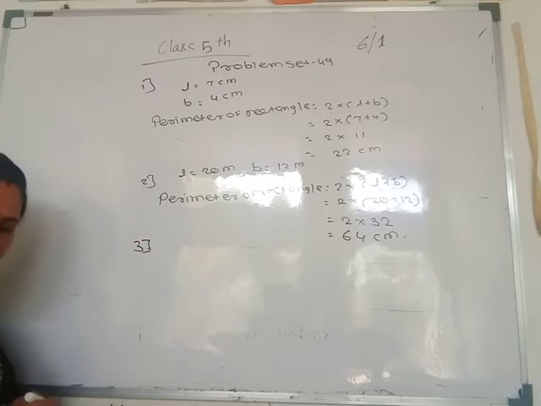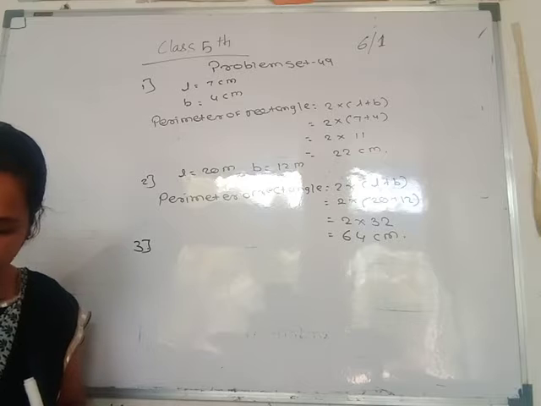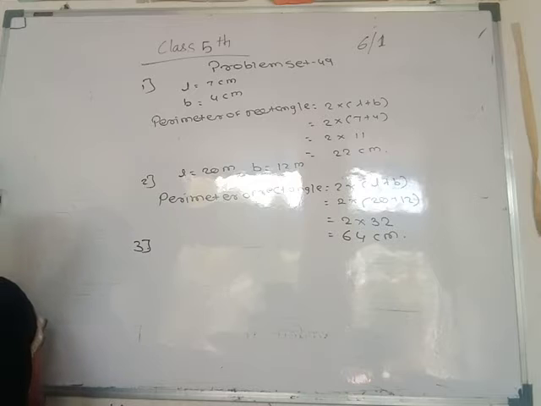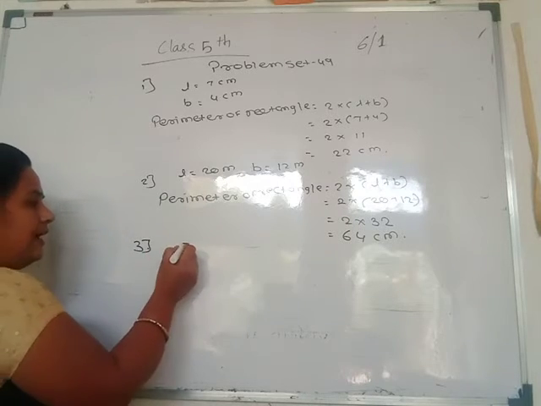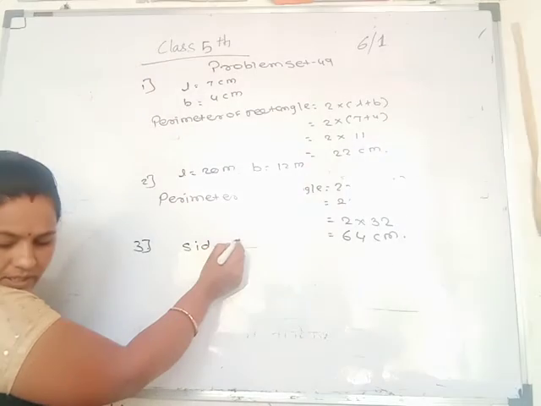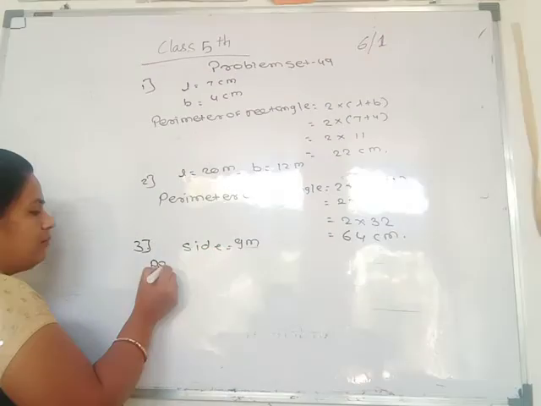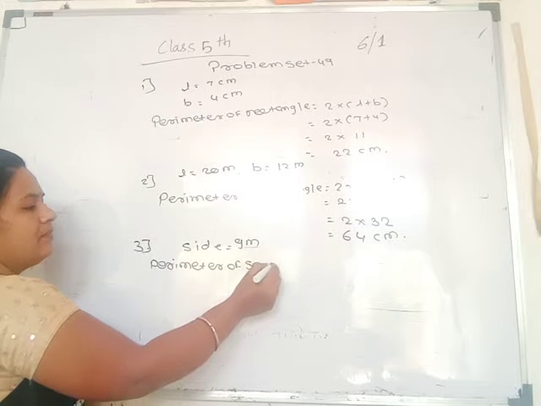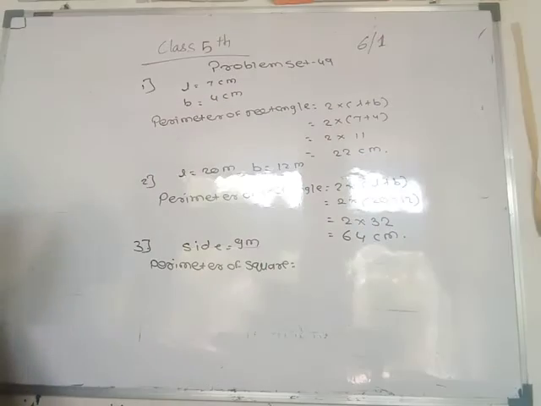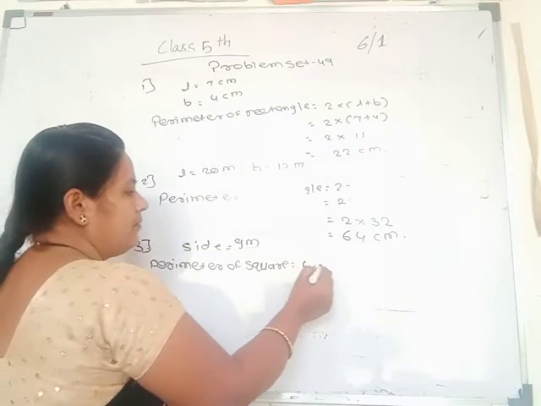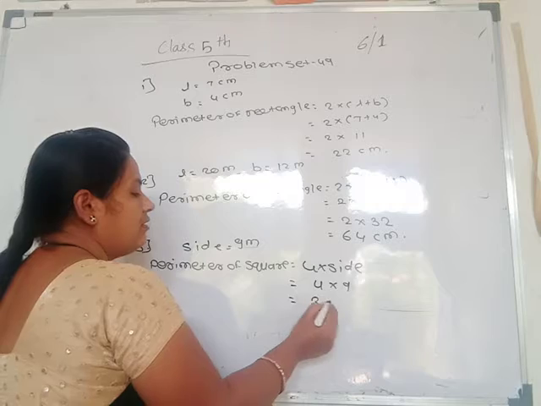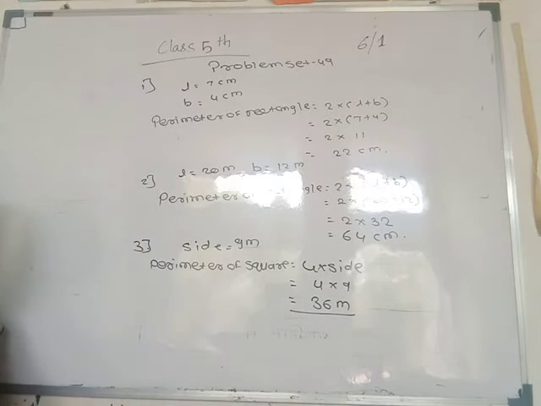Third one. Each side of a square is 9 meter long. Find its perimeter. Here the side is given. First you write the side, 9 meter. Then you write the formula: perimeter of square is equal to 4 into side. Side here is 9 meter, so 4 into 9. 4 times 9 is 36 meter. Perimeter of the square is 36 meter.